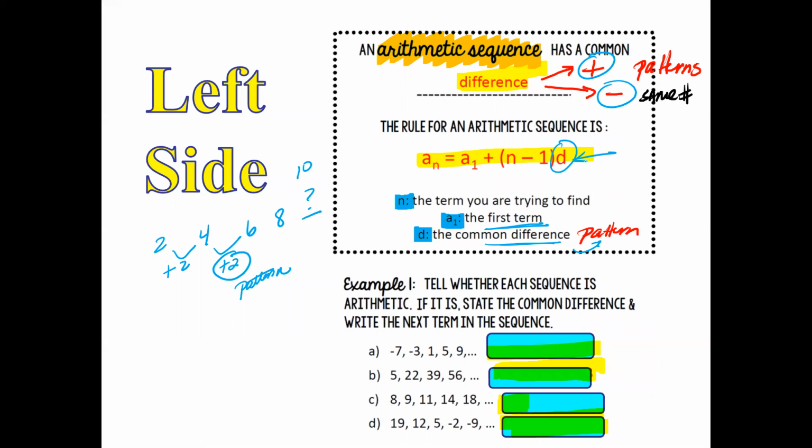So tell whether each sequence is arithmetic. If it is, state the common difference and the next term in the sequence. Arithmetic means that everything you're doing is either adding a number or subtracting a number. So pause the video and take a look at A, B, C, and D.